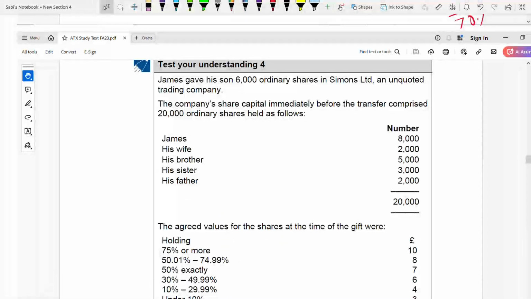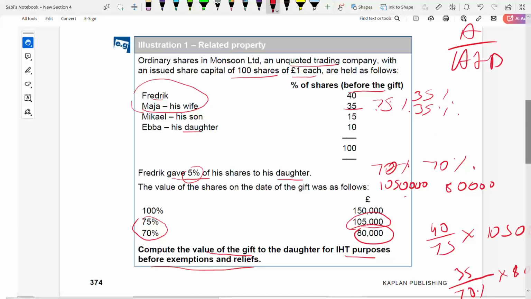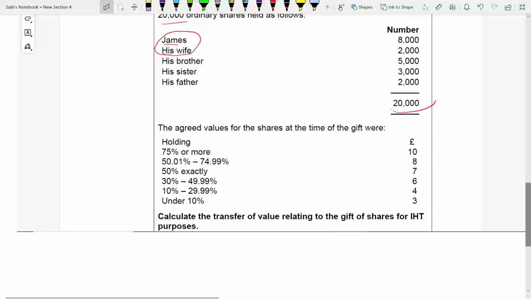Now test understanding 4. Here also we have a similar question, just the name is changed. JM has wife, brother, father, sister. Only the wife and JM are related. So JM gave his son 6,000 ordinary shares. Unquoted. Everything is unquoted. Now, 20,000 shares, they have given the breakdown. And they have given the agreed value also of the holdings. So same question.